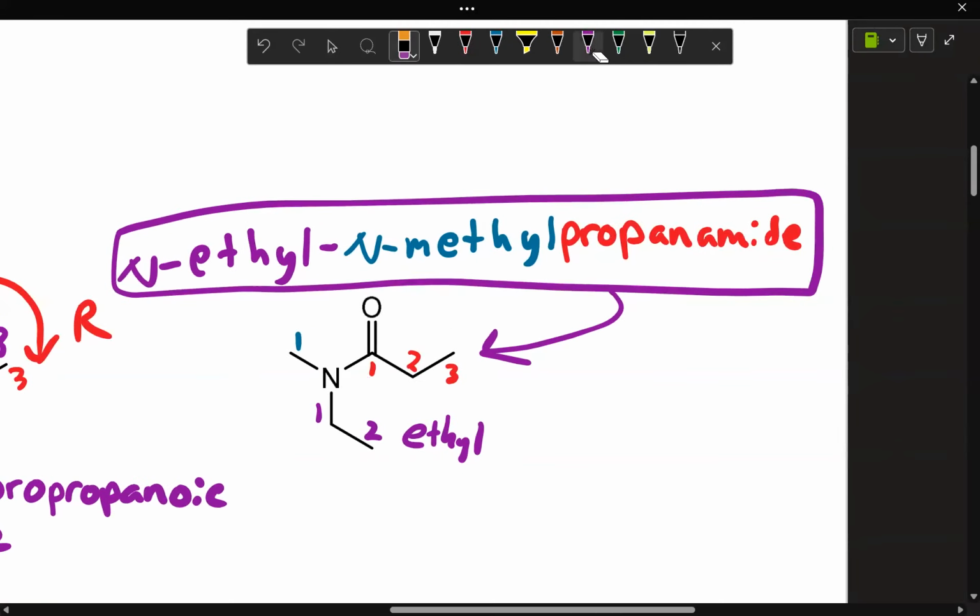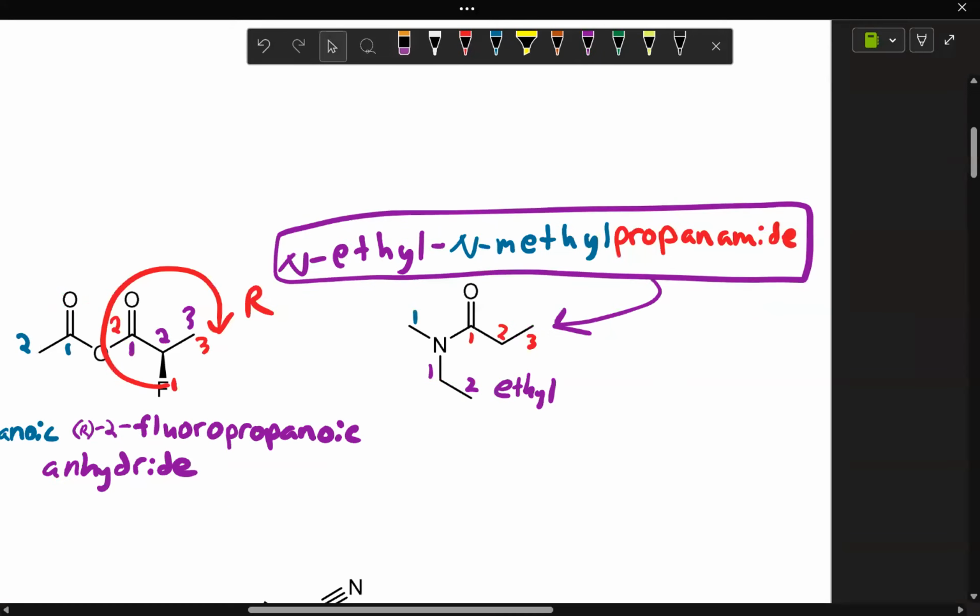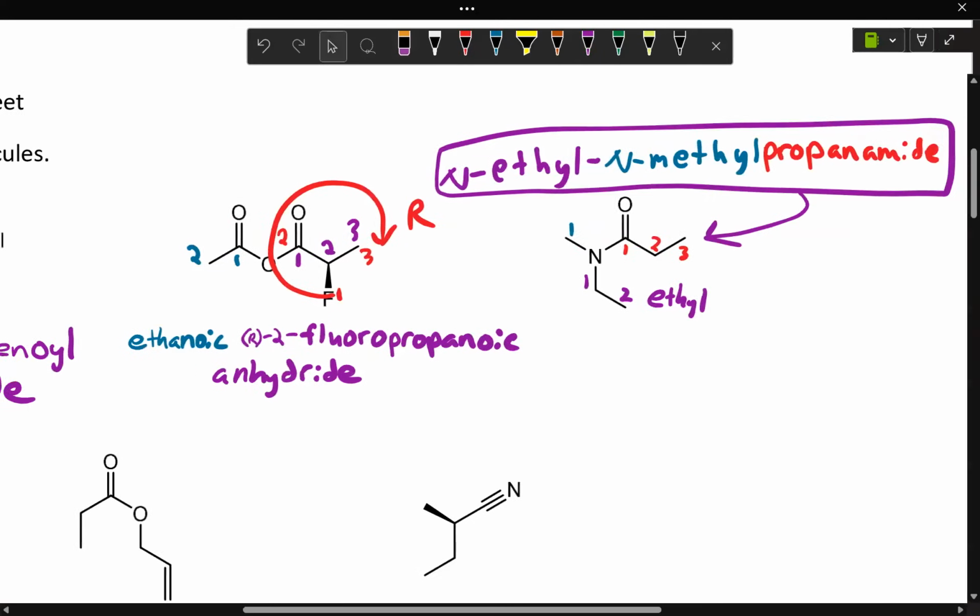Name the carbon chain normally, add amide at the end, and then whatever comes off of the nitrogen, just treat as a substituent. But instead of putting a number like we normally do when it comes off the carbon chain, you add an N to signify it comes off the nitrogen. Okay, next one.